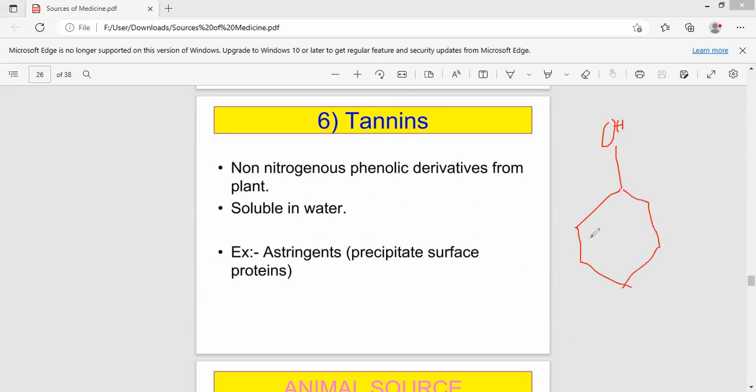They are derivatives of phenol. They are soluble in water. Remember, we said alkaloids are not soluble in water.